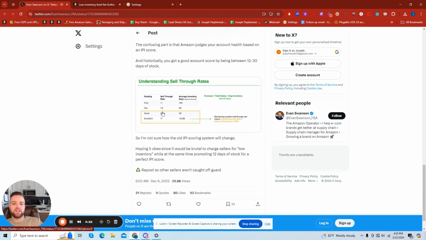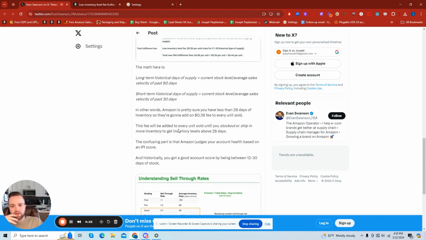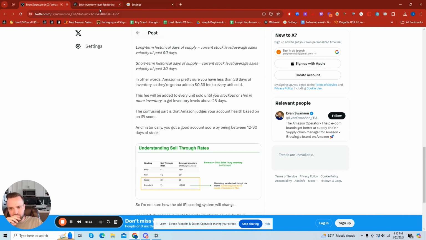And we don't really know what it means with IPI anymore. I don't think it's really going to be as big as it used to be, because now they're really factoring in this new system. I'm not sure if it's going to change or not, but IPI is a whole separate thing from this.